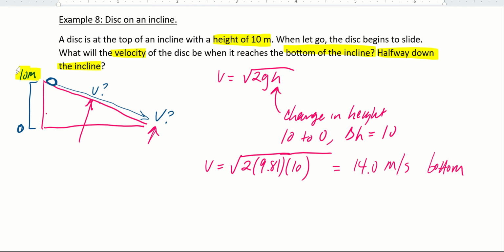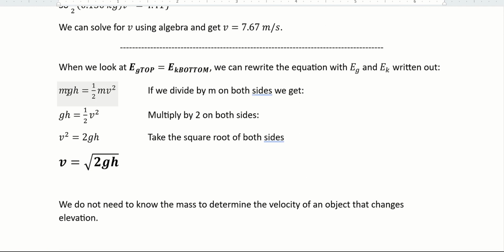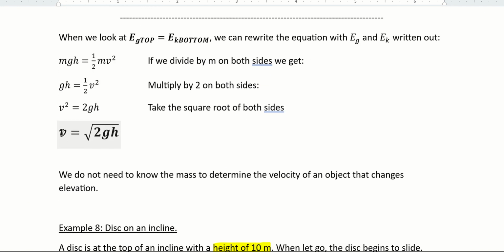Halfway down the ramp, our height would be 5. So halfway, it would be square root of 2 times 9.81 times 5, which gives us 9.9 meters per second. It's that easy. So again, we can use this formula that we derived, looking at gravitational potential energy and kinetic energy, to say that the velocity of something that's falling is square root of 2gh.